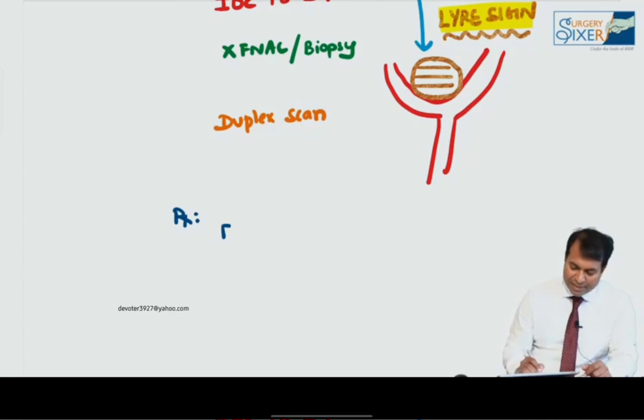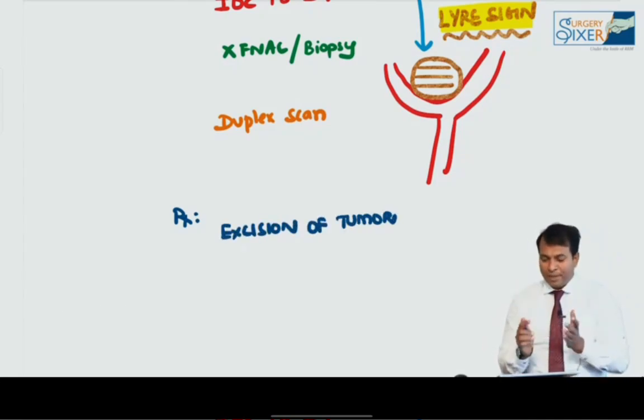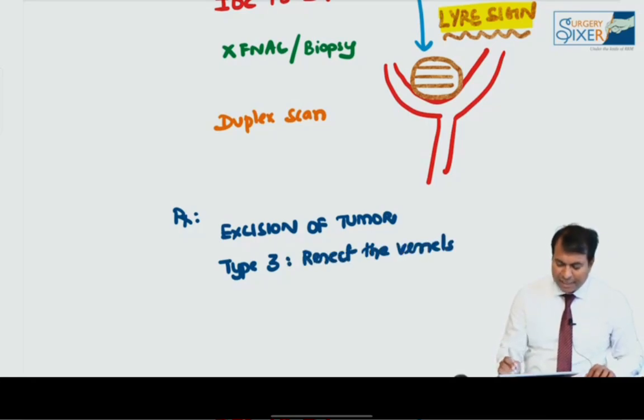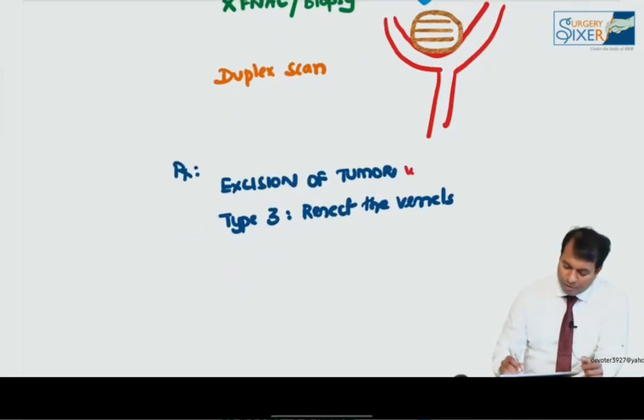As I told you, excision of the tumor is enough. No need to do anything major. Only for type 3 cases do we need to resect the vessels. Otherwise, only excise the tumor with vascular control. Vascular control means we should be very much ready with the vascular clamps, just in case.